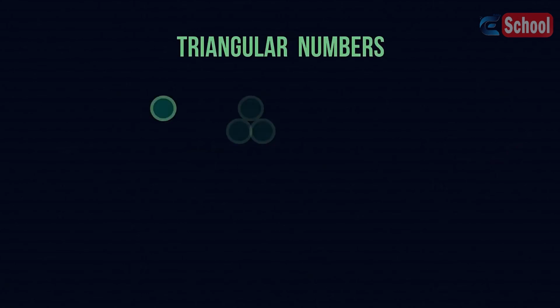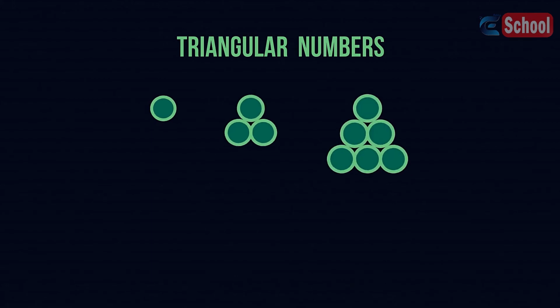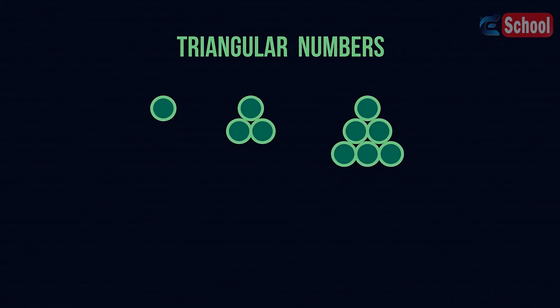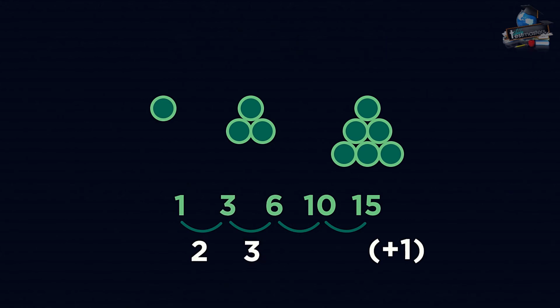Our final look is at triangular numbers. A triangle number is the number of objects you can arrange in a perfectly filled equilateral triangle. Another way to look at this is each time you increase the number, you increase the previous gap by 1. 1 to 3 has a gap of 2. 3 to 6 has a gap of 3. 6 to 10 has a gap of 4, and so on.